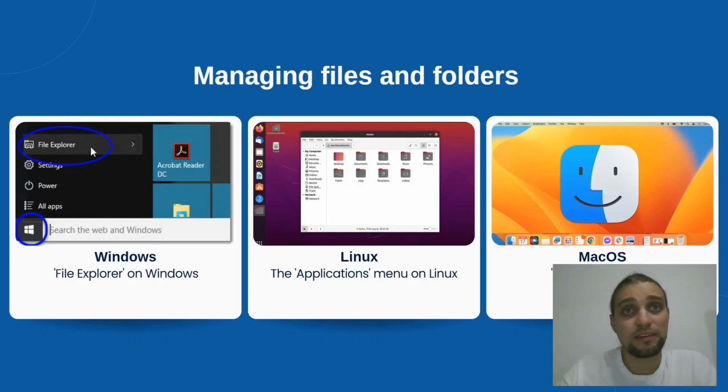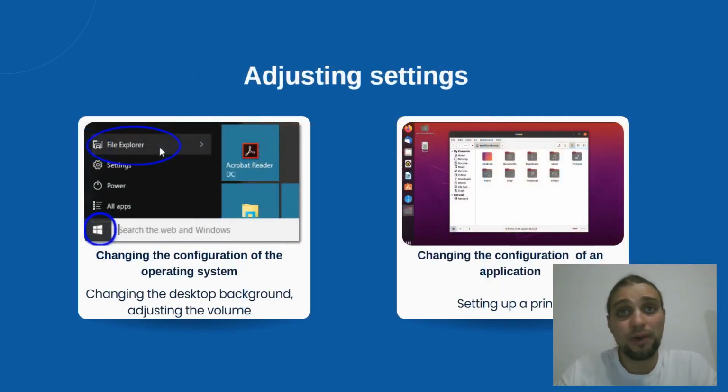Adjusting settings involves changing the configuration of the operating system or an application to suit your preferences. This could include changing the desktop background, adjusting the volume, or setting up a printer. These are just the basics, but they're an important foundation for using a computer effectively. As you become more comfortable with these tasks, you'll find that you're able to use your computer more efficiently and effectively.